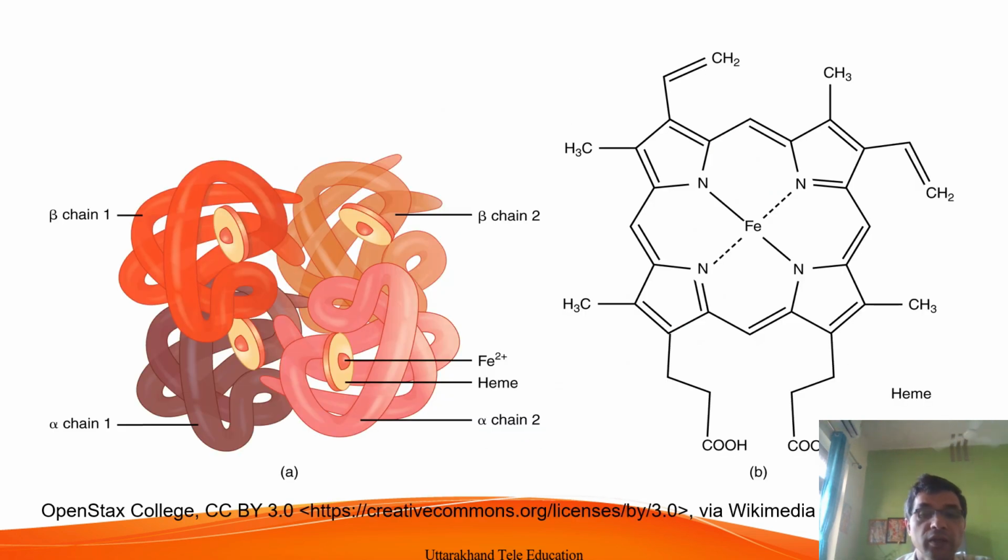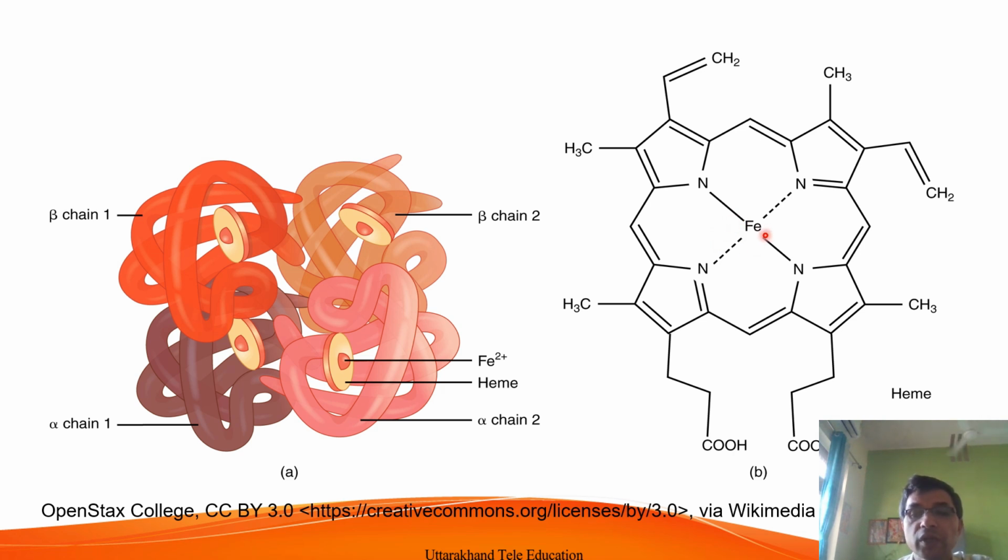If you see this structure, there are four heme groups present. This one, this one, this one, and this one. These are the four heme groups. This is beta chain 1, this is beta chain 2, this is alpha chain 2, and this is alpha chain 1. Each has a porphyrin ring, so four porphyrin rings are present here, with the iron present in this one.